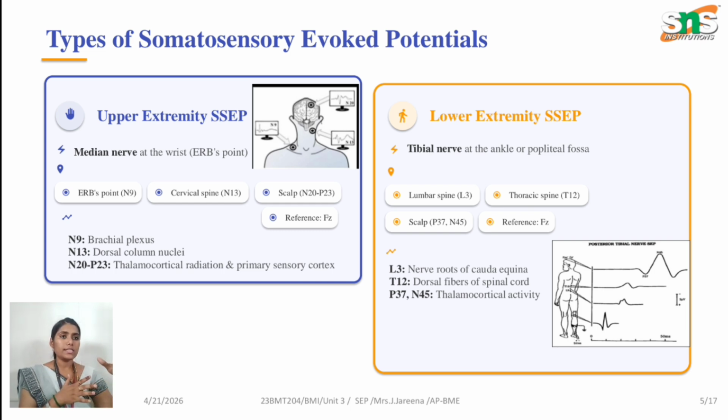Similarly, for lower extremity, for example the tibial nerve, if you want to record the action potential, again you have to choose three active sites, that is L3, the lumbar region. You have to focus on that.